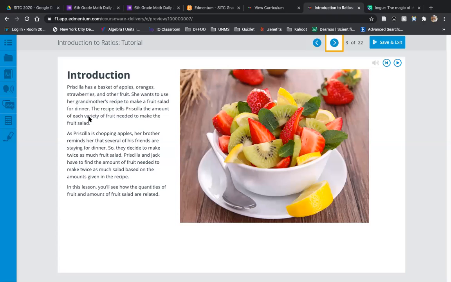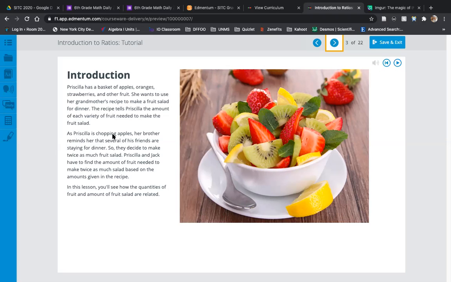So anytime you're looking at a recipe, right? If it's for a fruit salad, if it's for pancakes, it's for pasta, right? You follow a recipe. It says, okay, so you need a cup of this, you need a tablespoon of this, you need maybe 5 ounces of this. So you have specific measurements to make a recipe. And ratios come in handy when you want to change the recipe, right?